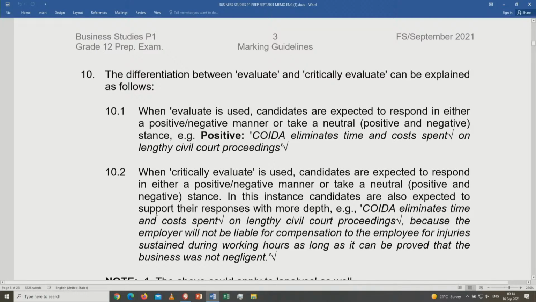10.1, when evaluate is used, candidates are expected to respond in either a positive or negative manner, or take a neutral or positive and negative stance. E.g., quieter eliminates time and cost spent, it's 1 mark. On lengthy civil court proceeding, it's another mark. This is the positive response to this question. And it is in an instance where evaluate has been used.